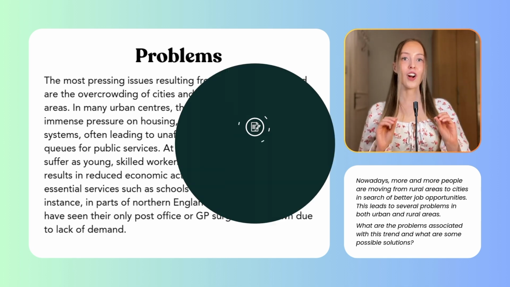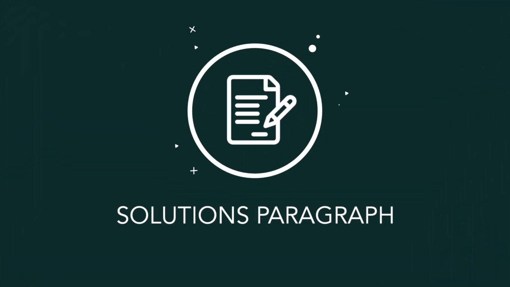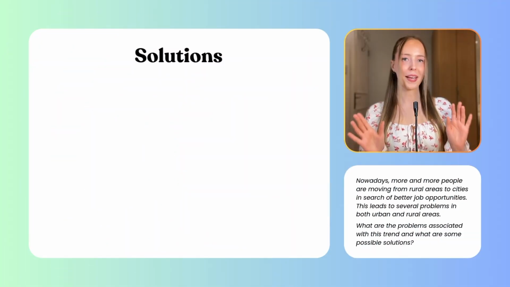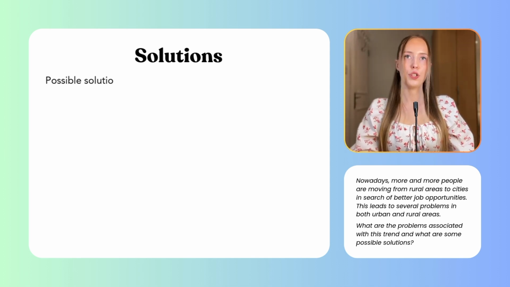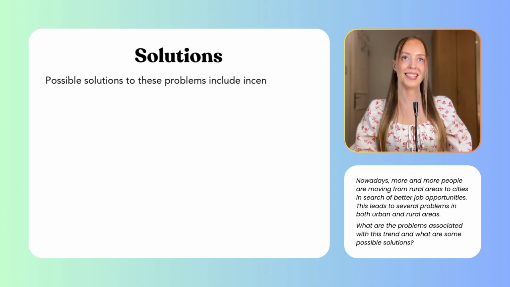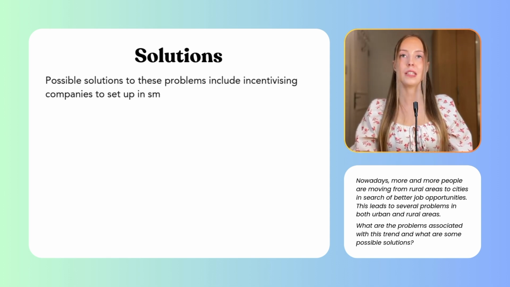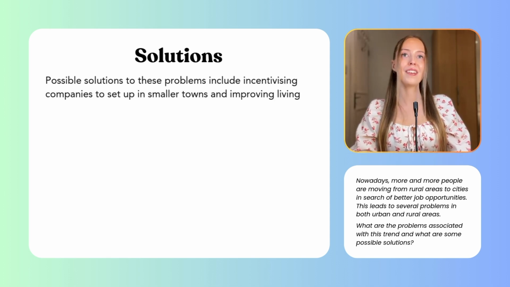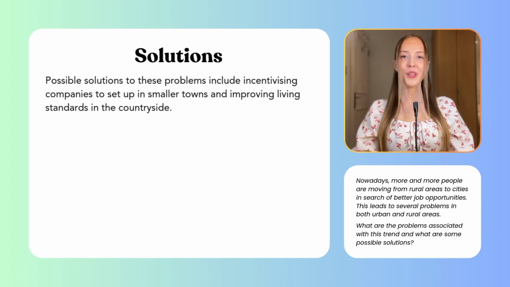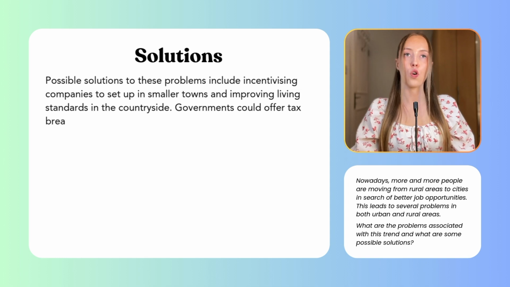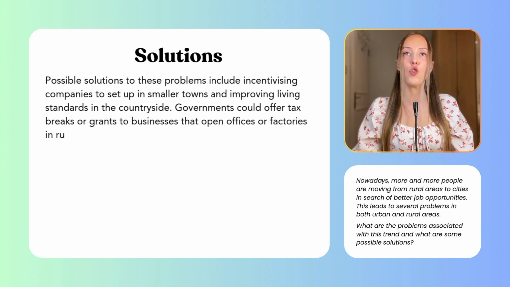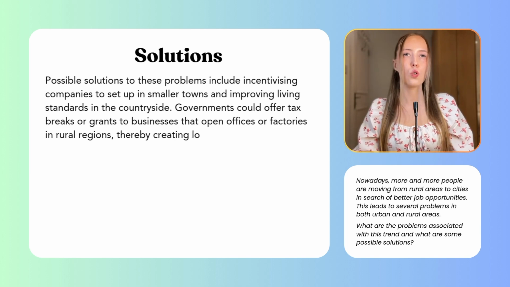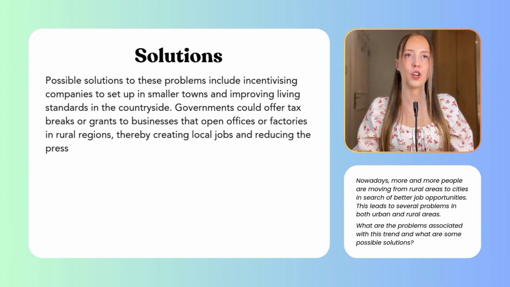Now let's write our solutions paragraph. Our first sentence is our topic sentence, stating both solutions clearly. Possible solutions to these problems include incentivising companies to set up in smaller towns and improving living standards in the countryside. We'll now explain the first solution. Governments could offer tax breaks or grants to businesses that open offices or factories in rural regions, thereby creating local jobs and reducing the pressure on cities.